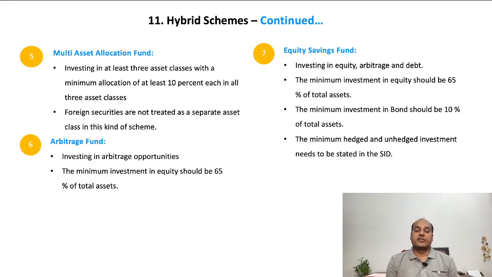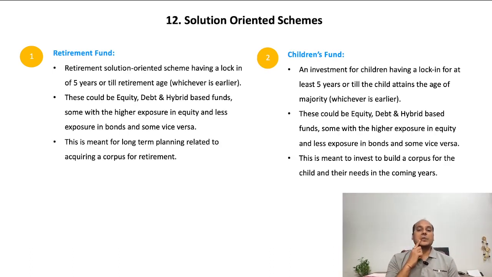Next comes equity savings funds. So equity savings funds are nothing but a combination of equity, arbitrage and debt. The minimum investment in equity should be 65%. The minimum investment in the bond should be 10%, or the minimum hedged and unhedged should be stated in the SID.